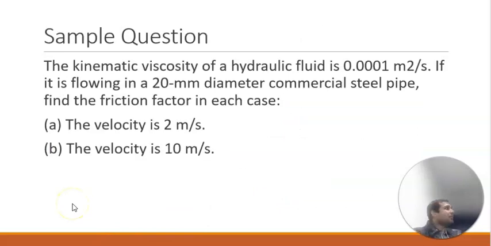Let's have a look at this kinematic sample question. Let's say we've got a fluid with a kinematic viscosity of 0.001 meter squared per second. It's flowing in a pipe of diameter 20 millimeters, and it's a commercial steel pipe. Find the friction factor f in each case, when the velocity is 2 and when the velocity is 10. You don't have to write it down. I will upload that one.